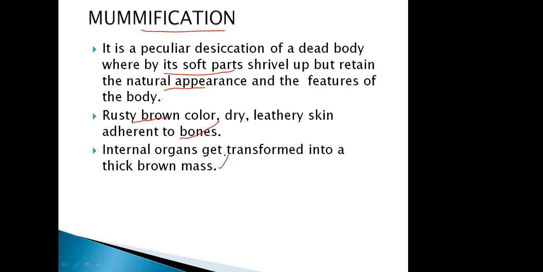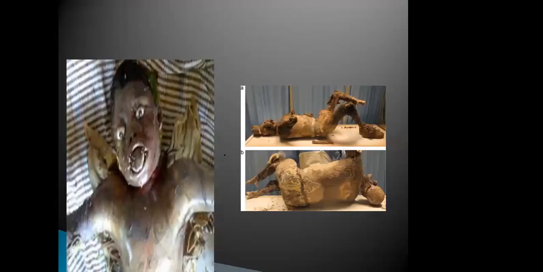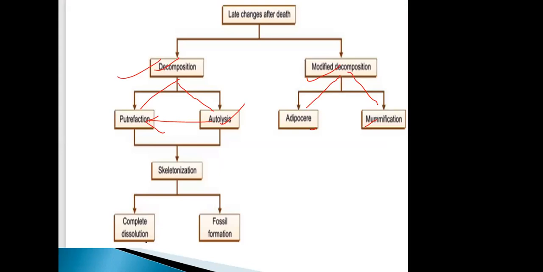So one thing is decomposition, that is the general fate of the body. It will go for autolysis and it will go for putrefaction. After putrefaction, it will become skeleton remains, and the skeleton remains will completely dissolve. That is called decomposition. In adipose, the body is converted into brown fatty changes. In mummification, the body has become dry and is preserved for dissection, anatomy studies, or the mummies in Egypt. So these are the late changes after death.